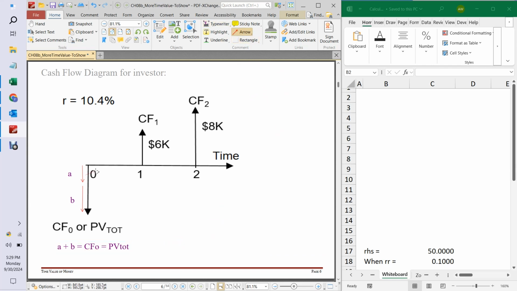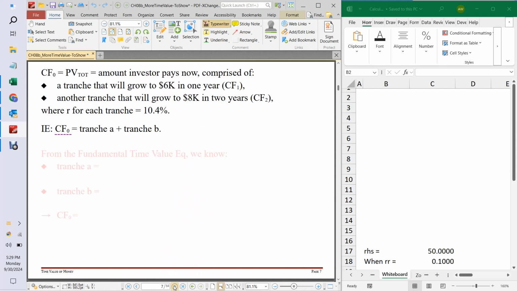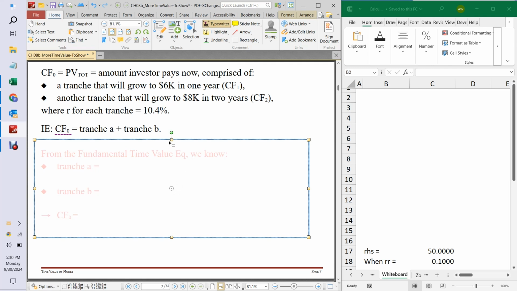And then what does she get for that? She gets chunk A, tranche A, blob A, however you want to think about it, which grows into $6,000 in a year, and blob B or tranche B grows into $8,000 in 2 years. And again, we know that each of these blobs is growing at 10.4%. So let's highlight that too. So now we have a really good framework for solving this problem because we can just solve it one piece at a time. Let's see how that works here on the next page.